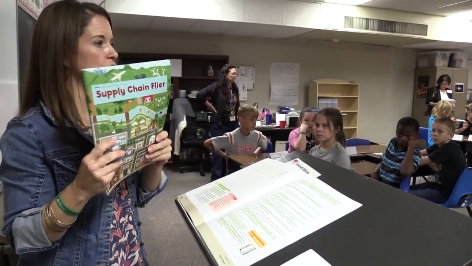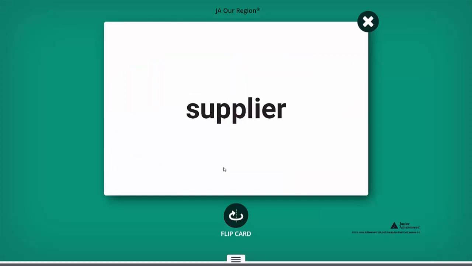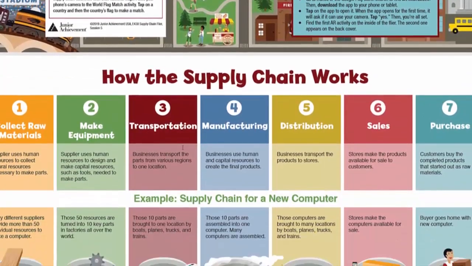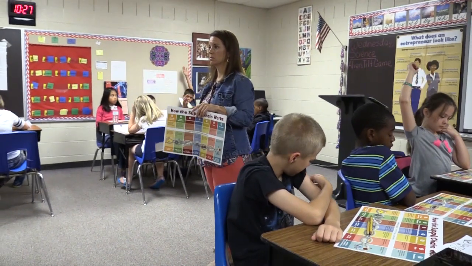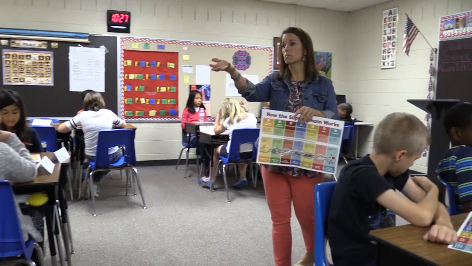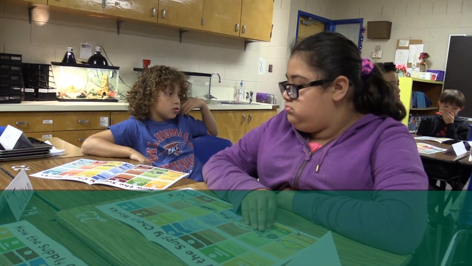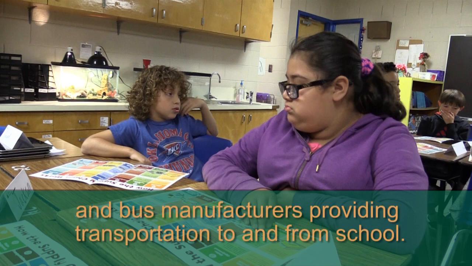Use the supply chain flyer and the vocabulary flashcards to introduce the terms for this session. Have students underline the 7 links listed on the supply chain flyer as you read them aloud. To help students understand these concepts, use their school as an example, with publishers supplying textbooks, food companies supplying lunches, and bus manufacturers providing transportation to and from school.